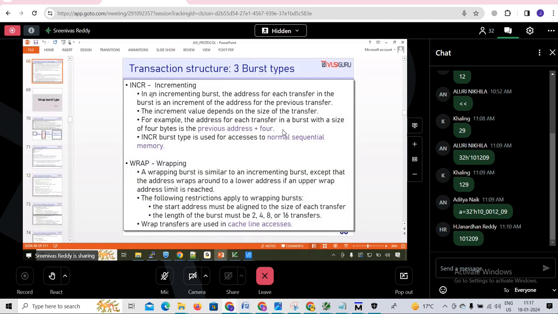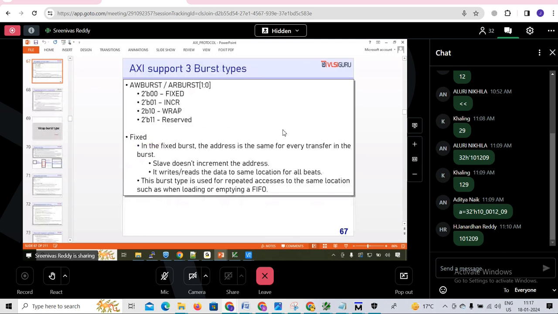There are 3 types of bursts in AXI. Take a look. In the AXI protocol, there is a variable called burst. It is a 2-bit variable, 1 down to 0. If it is 0, 0, it means fixed. 0, 1 means incrementing. 1, 0 means wrap. 1, 1 means reserved.